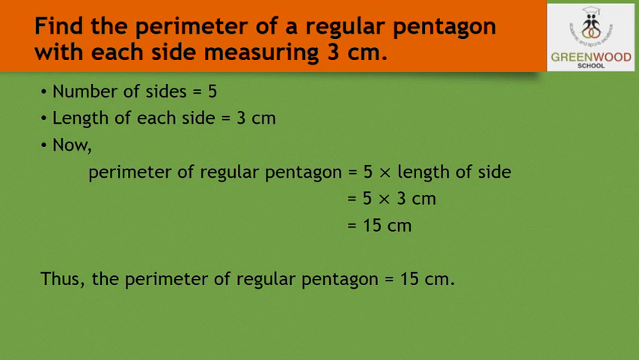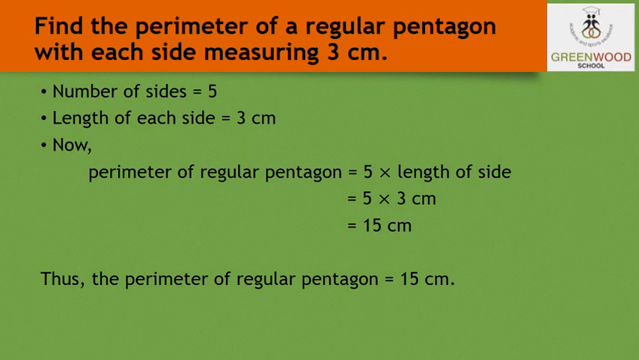Find the perimeter of regular pentagon with each side measuring 3 centimeter. Here we have a pentagon. Pentagon has total 5 sides and it is specifically given regular pentagon. That means each side of pentagon is equal. So we have total number of sides as 5. We have length of each side equal to 3 centimeter. Now we are supposed to find the perimeter of regular pentagon.